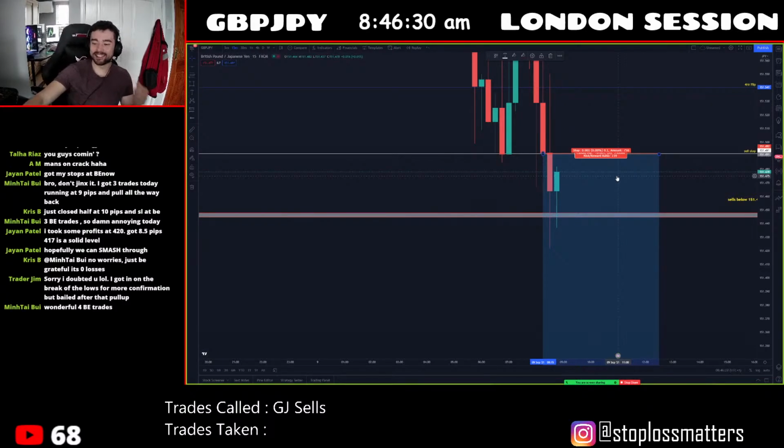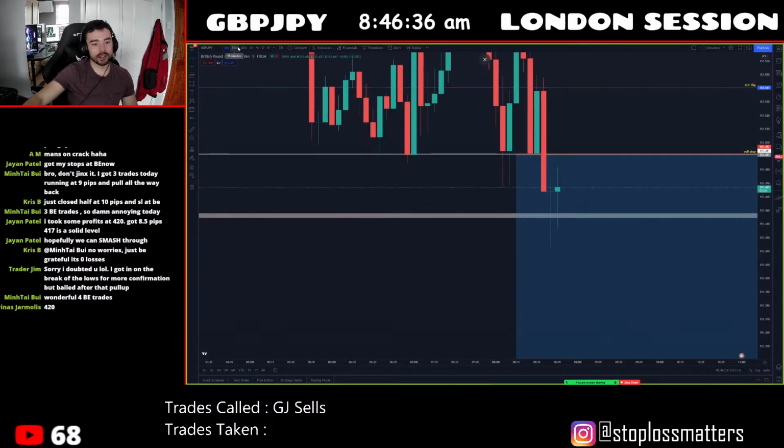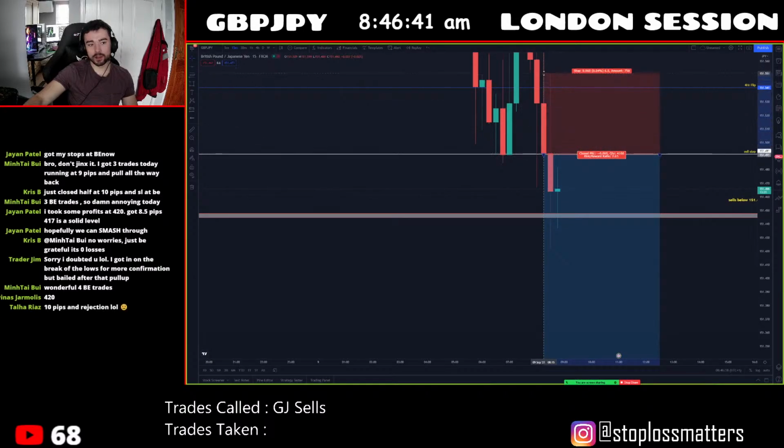I love that. 4 break-even trades. Well, we tried. Now it's gonna rinse. Watch this. But I'm not taking this. Look at that. So if you do keep our stop loss over here, so maybe you just put your stop loss to break even too quick. 10 pips and rejection again. Yeah.